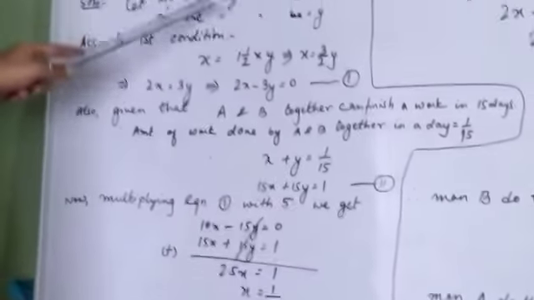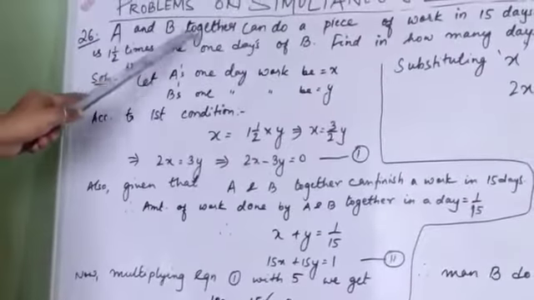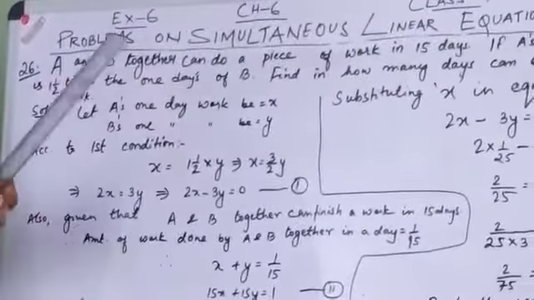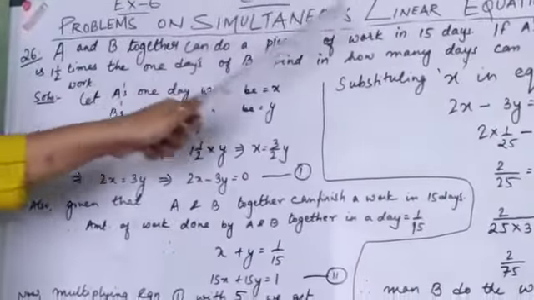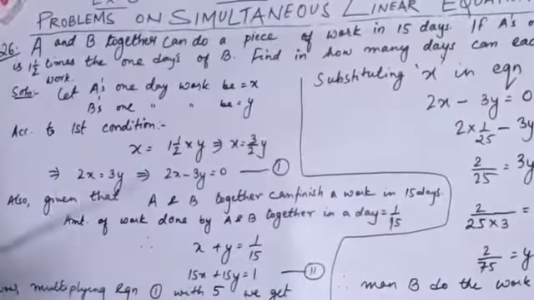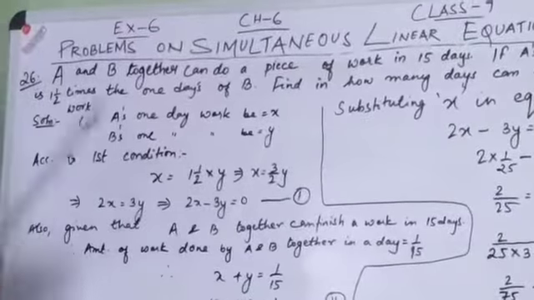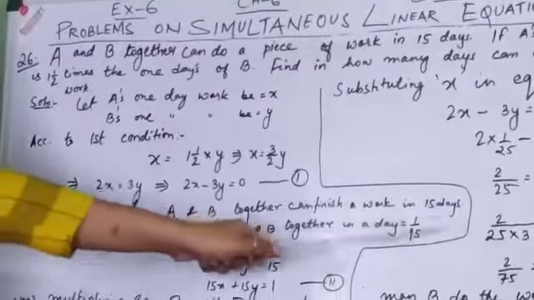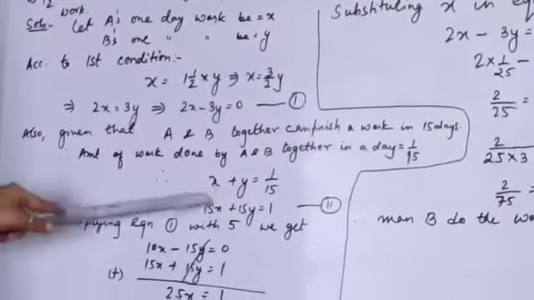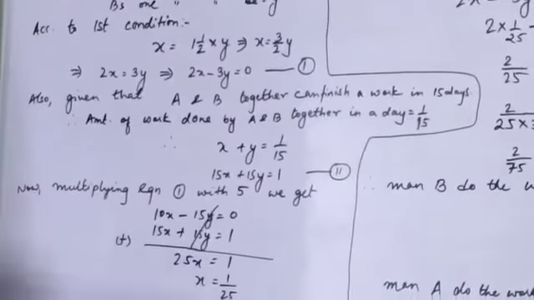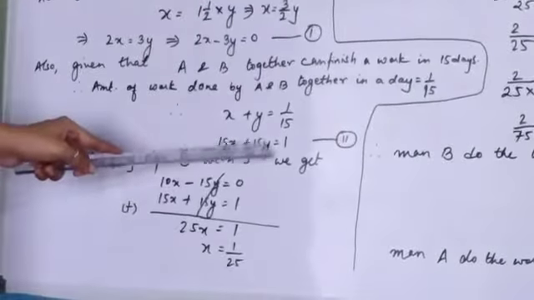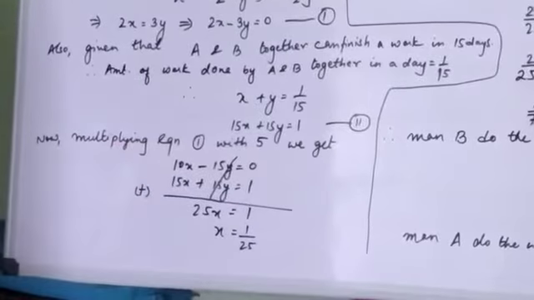Now the first condition that was stated to us was A and B together are finishing the work in 15 days. That means if together they can finish the work in 15 days, together they can do 1 by 15 of the work in 1 day. So you get x plus y is equal to 1 by 15. So it is 15x plus 15y is equal to 1.